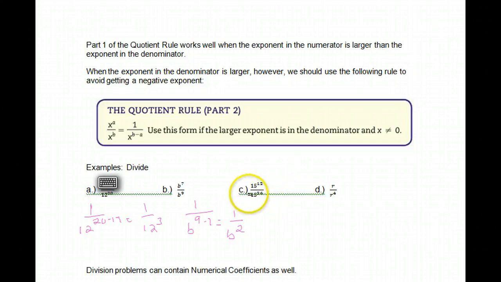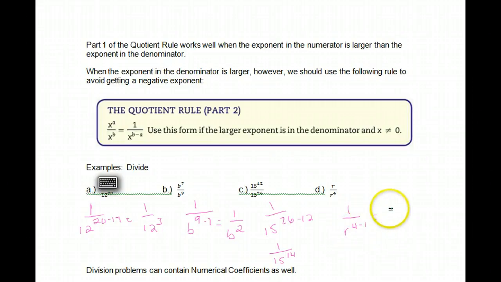Okay, by now you should have had an opportunity to complete C and D. We should have had 1 over 15 to the 26 minus 12, which makes 1 over 15 to the 14. And then letter D, we should have had 1 over r to the 4 minus 1, which makes 1 over r cubed.